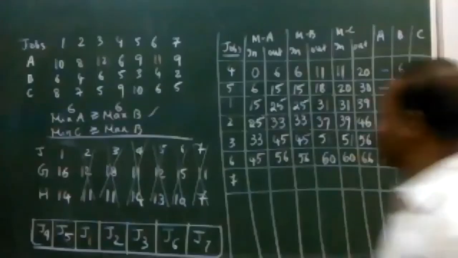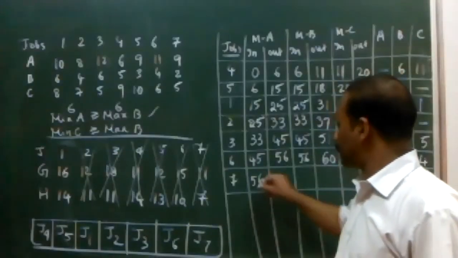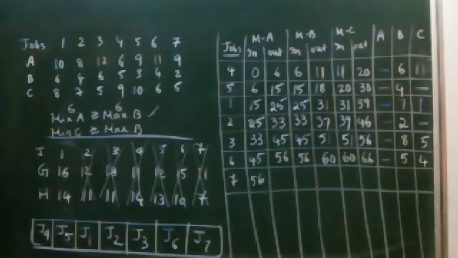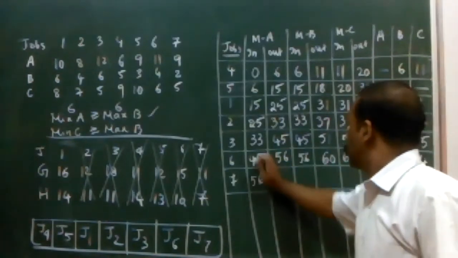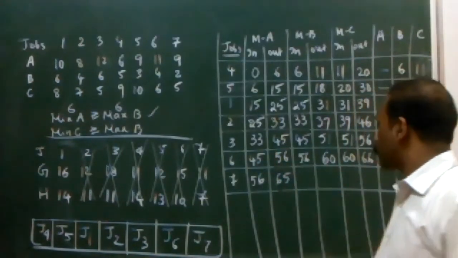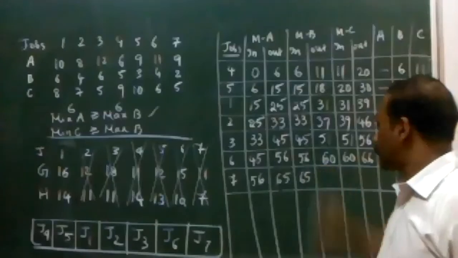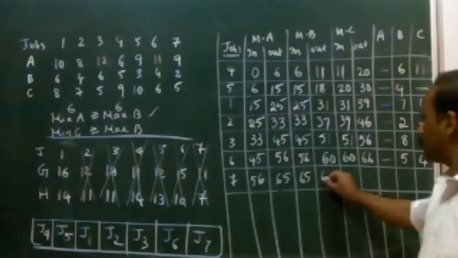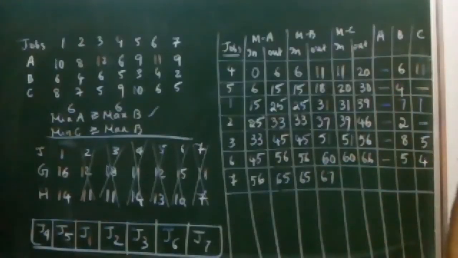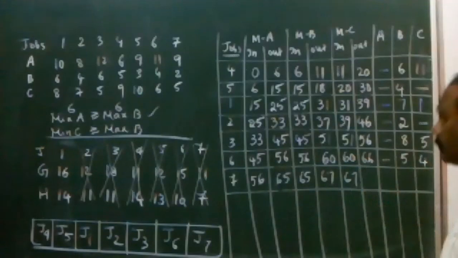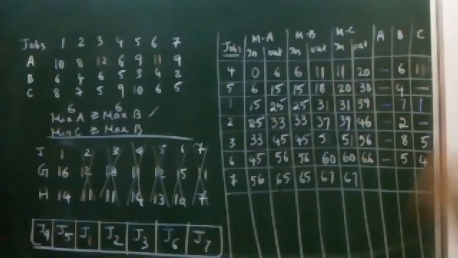Okay. So what time does job number 7 start here? 56. What time does it end? 65. Here, what time does it start? 65. It ends at 67. Here it starts at 67 and it ends at 67 plus 5.